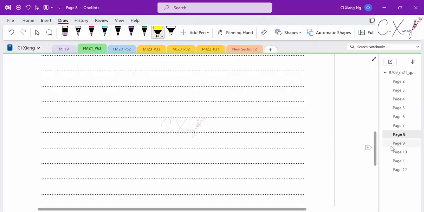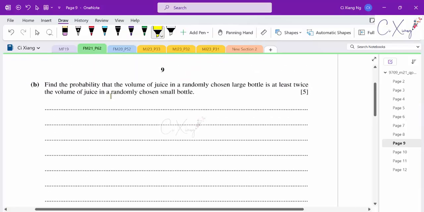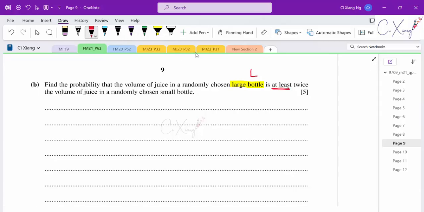And let's continue to part B. For part B, now they also want us to find out the probability of the volume of juice in a large bottle, L, being at least, highlight this one, at least, so greater than or equal to twice. Twice means 2 times, right? So twice the volume of juice in a randomly chosen small bottle. So L greater than or equal to 2S.